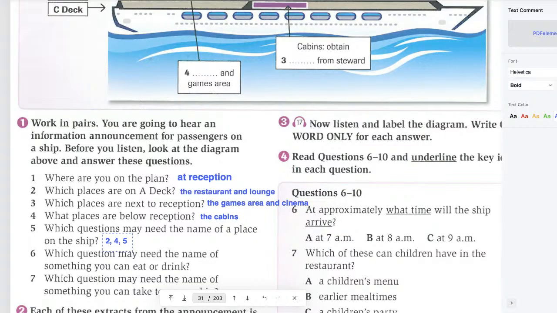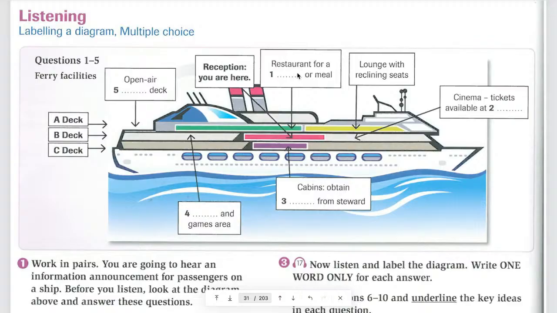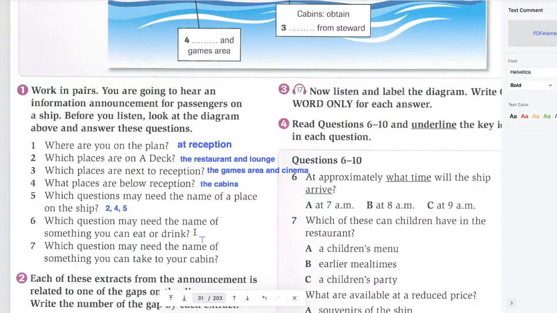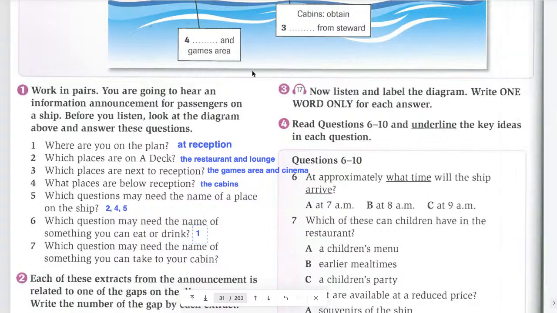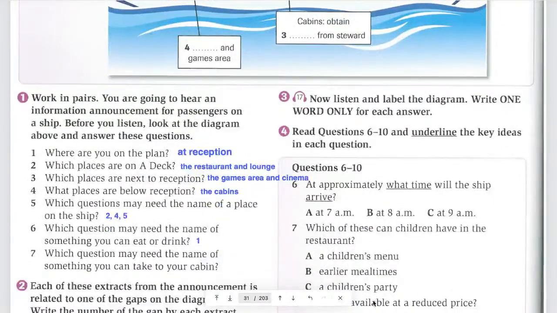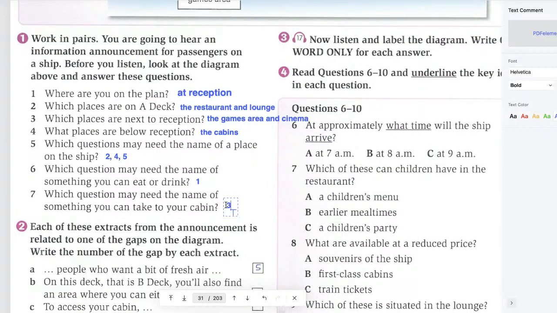Okay, and number 6. Now tell me, which questions may need the name of something you can eat or drink? Number 1, because of the restaurant, and you see meal, right? Meals or something there, it must be similar. So that is number 1. So you can write number 1 there. Okay. Now 7, which question may need the name of something you can take to your cabin? Yeah, number 3, very clear, right? You see the word cabins there, right? So it's very easy. Number 3 for 7. Okay?